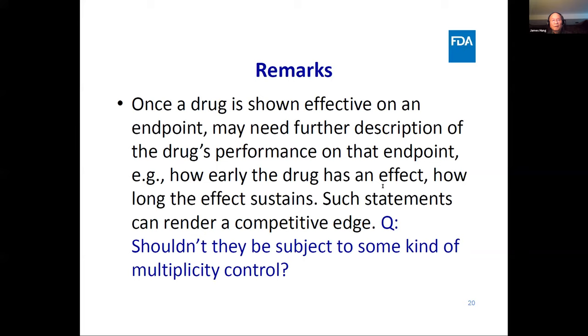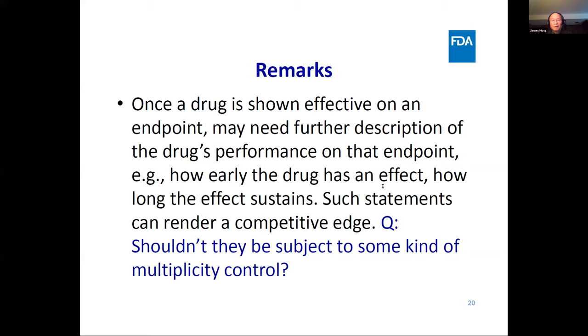Once a drug is shown effective on an endpoint, we may need further description of the drug performance on that endpoint. One example is that the primary endpoint is a composite clinical endpoint, and if that shows a treatment effect, we need to see how the drug affects all the components of the composite. The description of such results is very important to the consumers and also to the researchers. So in those scenarios, such statements, whatever given, can render a competitive edge.